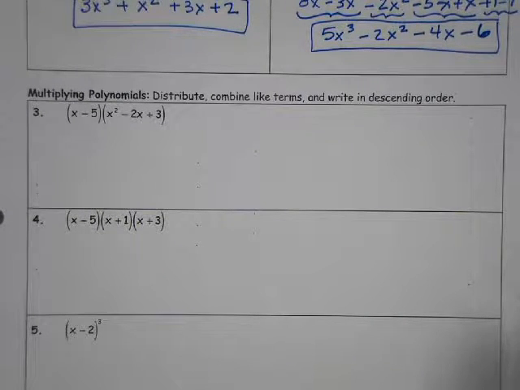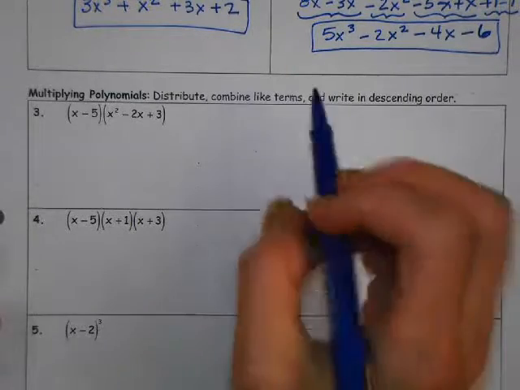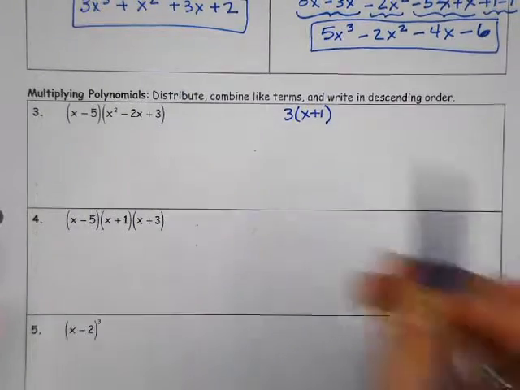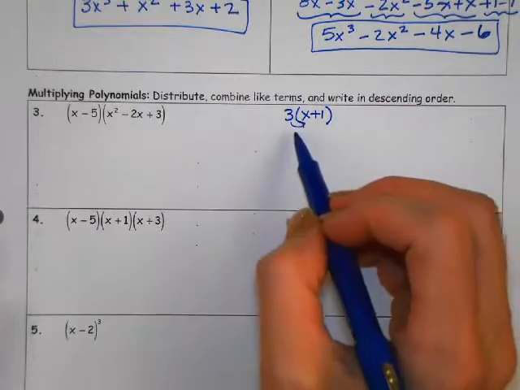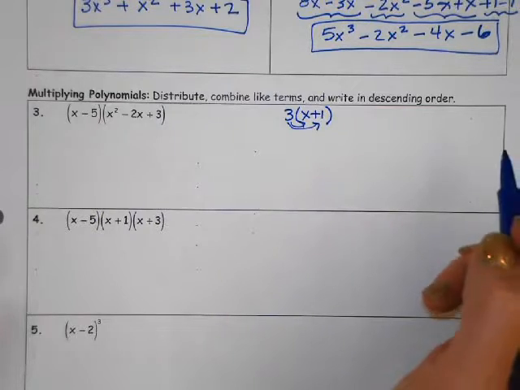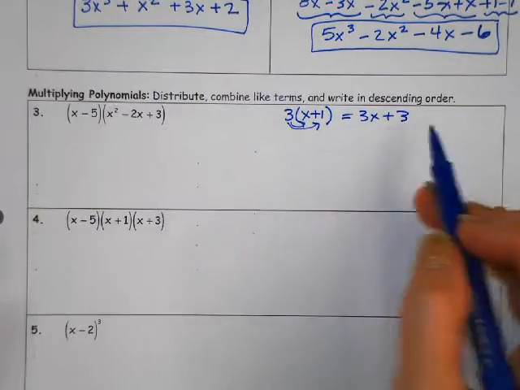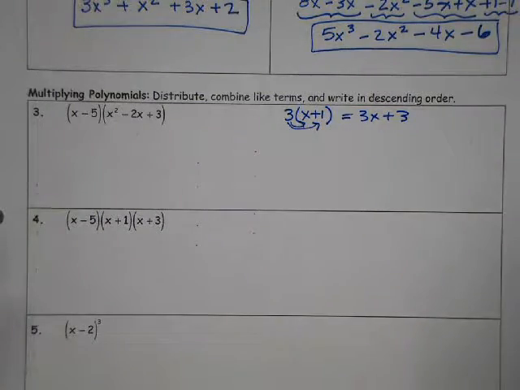Alright, so let's move into multiplying. Alright, so multiplying, you guys are used to the distributive property, right? If I had, let's say, 3 times the quantity x plus 1, I would take my 3 and multiply it to the x, and then I take my 3 and multiply it to the 1, right? And then this would be 3x plus 3. Alright, that's the basic distributive property, correct?